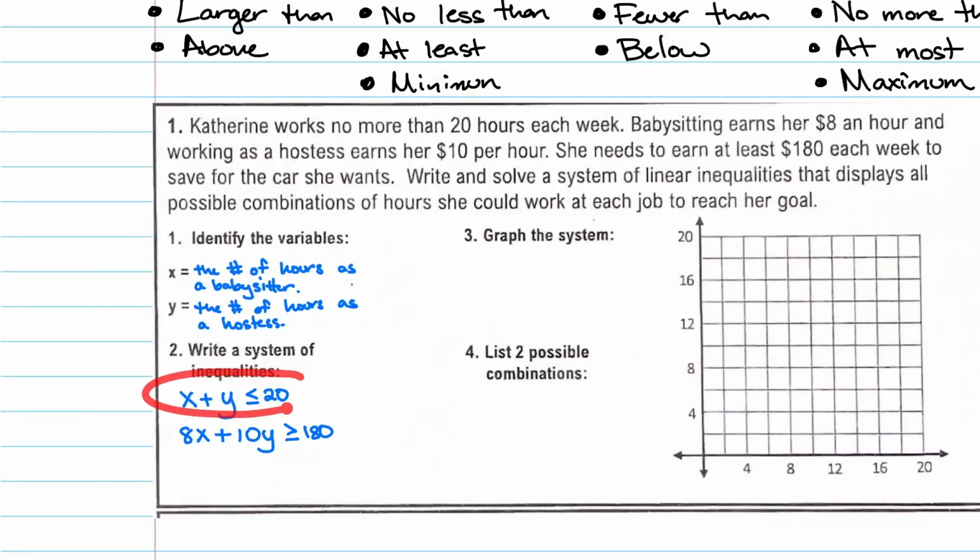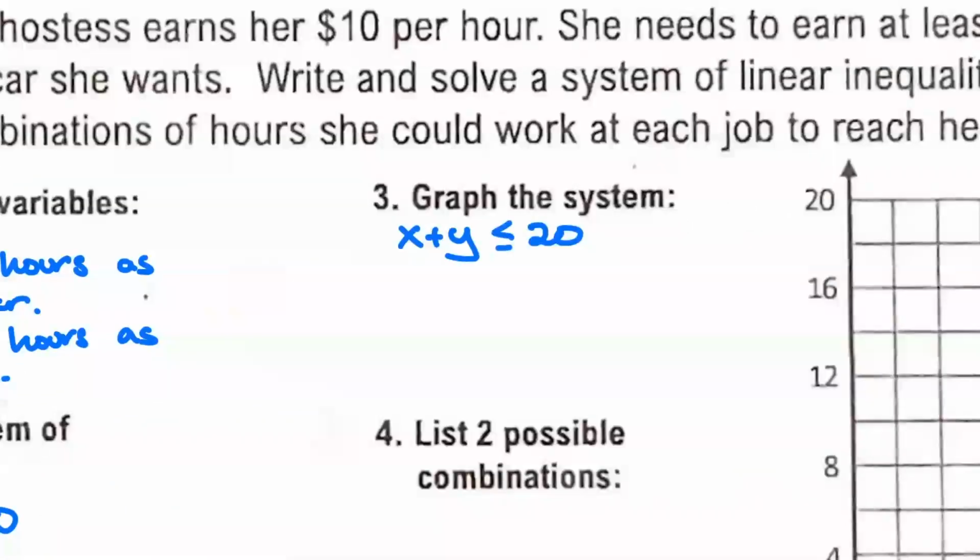Unfortunately, I cannot graph this right now because remember, in order for me to graph, I need to make it look like y equals mx plus b, which means I need to isolate that y. And right now that y is not isolated, it's being added by x. To get rid of that, let me go ahead and write that inequality here. X plus y is less than or equal to 20. Remember, we're going to try to isolate the y, which means I'm going to subtract x on each side. And when I do that, I get y is less than or equal to negative x plus 20. Now that the y is isolated, now I know how to graph it.